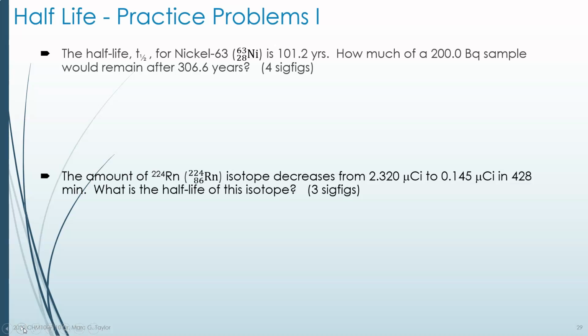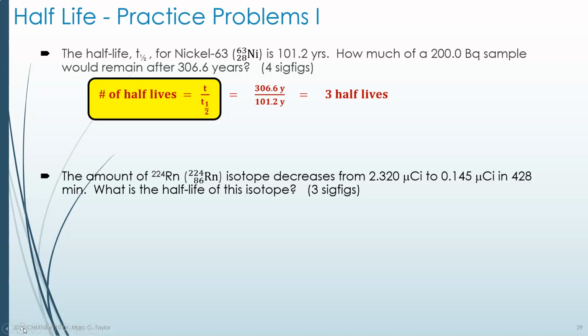Well, you've got 306.6 years. The first thing you need to do is figure out how many half-lives this is. Well, the number of half-lives is just how much time, which is 306.6 years, divided by 1 half-life, which in this case is 101.2 years. So it's just 3 half-lives. And I'm not going to worry about significant figures here because the calculations are a bit more complex for determining sig figs. I'll tell you how many I want. In this case, I'm asking for 4 sig figs.